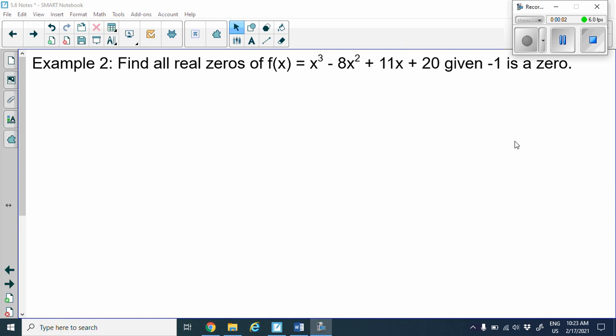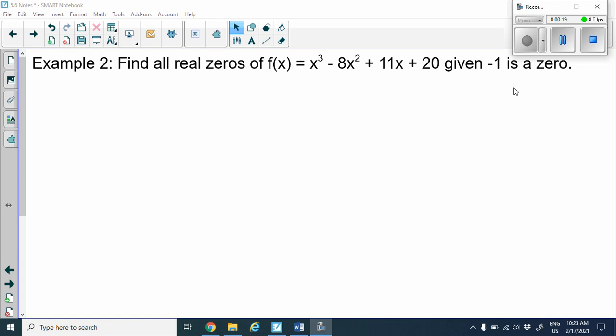Hey guys, so here's part 2 of the 5.6. Once again, we're going to use synthetic division to find all the real zeros of our polynomial function given a zero. Now you might be wondering, how do I know when to use synthetic division to find the other zeros or solutions, or when to use factoring?